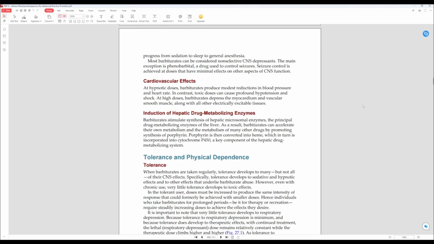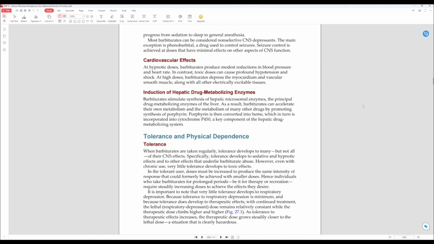Its cardiovascular effects. At hypnotic doses, barbiturates produce modest reduction in blood pressure and heart rate. In contrast, toxic doses can cause profound hypotension and even shock. At high doses, barbiturates depress the myocardium and vascular smooth muscle, along with the other electrically excitable tissues.